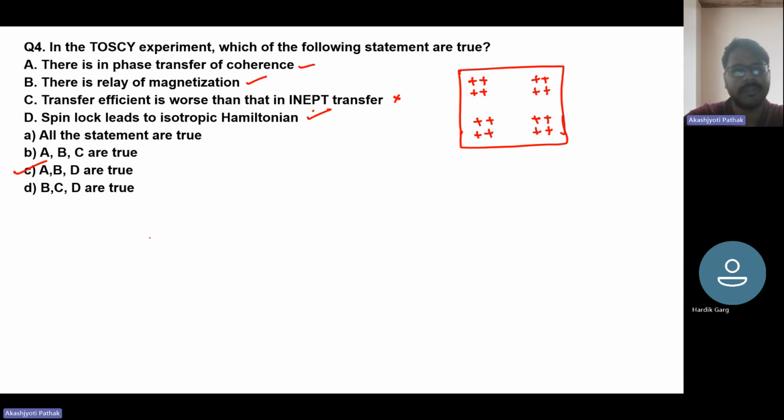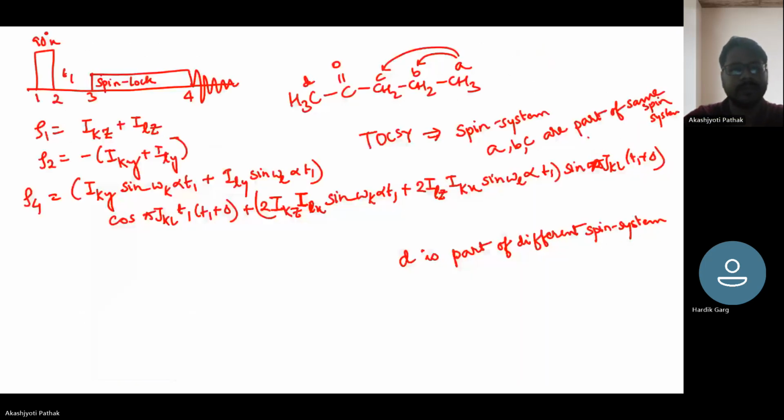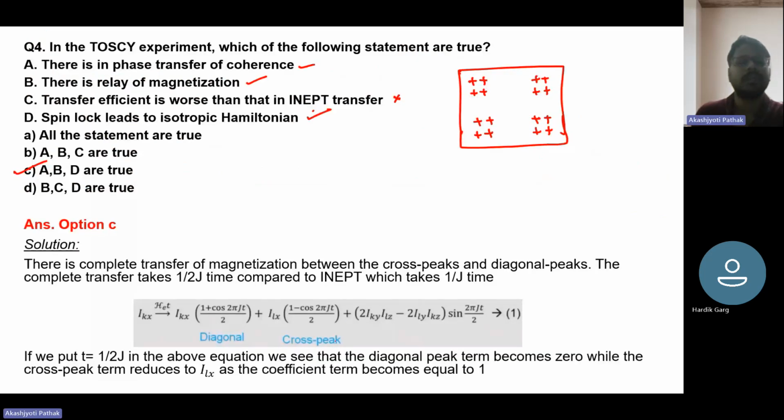So actually here, if you see, there is complete transfer of magnetization between the diagonal peaks and cross peaks at the time period t equal to 1 by 2J. Why is it so? Because if you put this value 1 by 2J for t in the expression, then what will you get? You will get 1 plus cos 2 pi, this 1 by 2J, and this 2J will get cancelled, and you will have 1 plus cos pi.